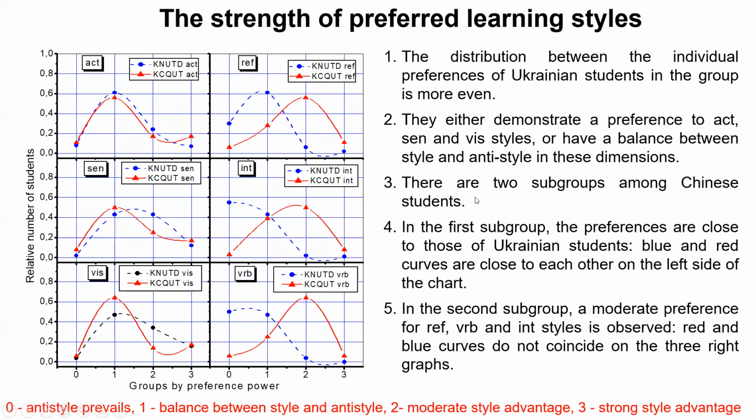that there are two subgroups among Chinese students. In the first subgroup, the preferences are close to those of Ukrainian students. Blue and red curves are close to each other on the left side of the chart. In the second subgroup, a moderate preference for reflective, verbal, and intuitive styles is observed. Red and blue curves don't coincide on the graphs.